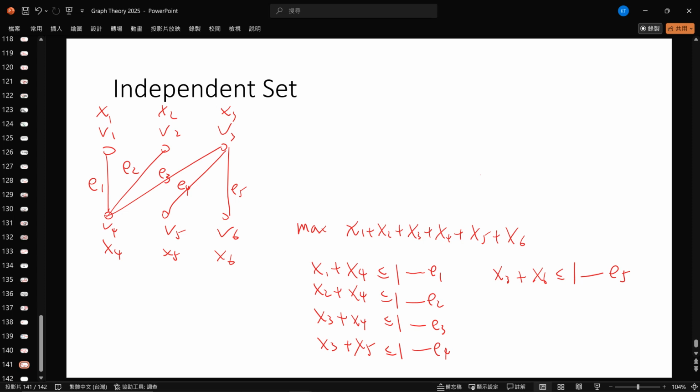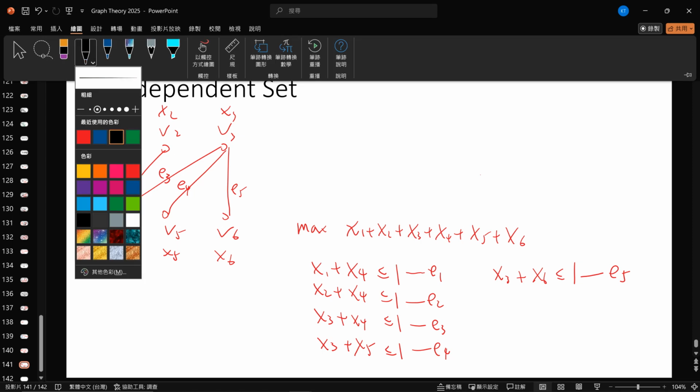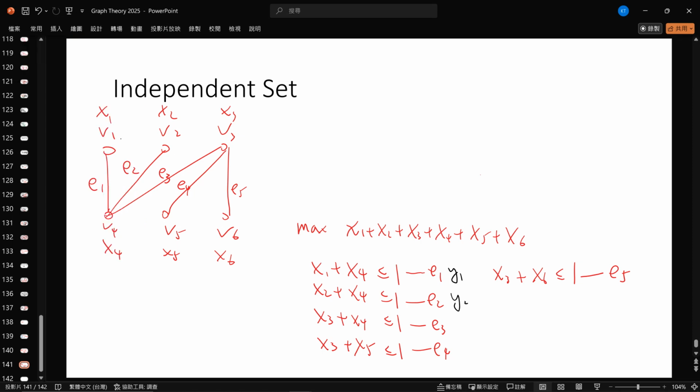All right, okay, so given this primal problem, next we're going to find a corresponding dual problem. Okay? And first step, well, always start with the dual variables. So for every constraint, we have one corresponding dual variable. Okay? And since we create these constraints for every edge, this time for the maximum independent set problem, the dual variable is for every edge. Okay?